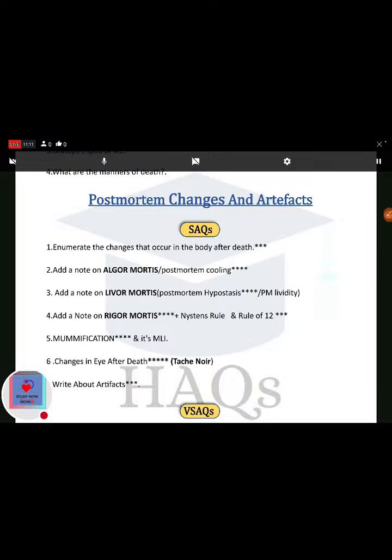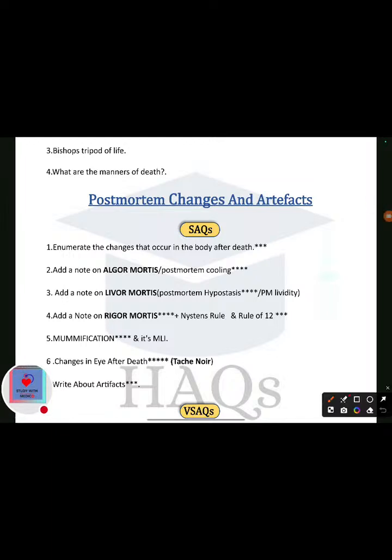Okay, so what is postmortem caloricity? Postmortem caloricity means increase in body temperature after death. This is a very unknown thing, that is, why the temperature is increasing. Normally, what happens? The temperature falls. So instead of falling temperature, if there is a rise in temperature, it is called postmortem caloricity.